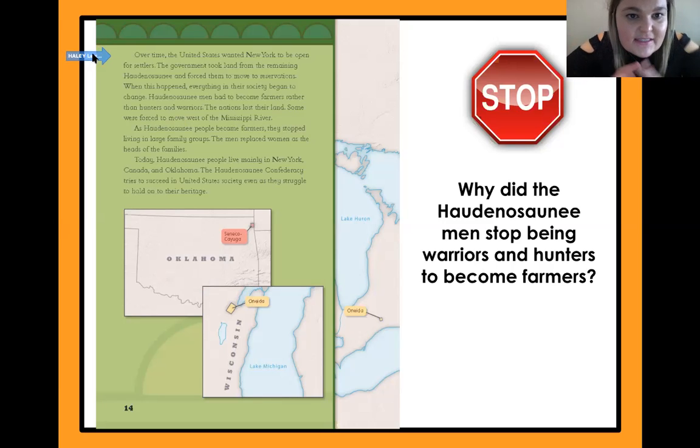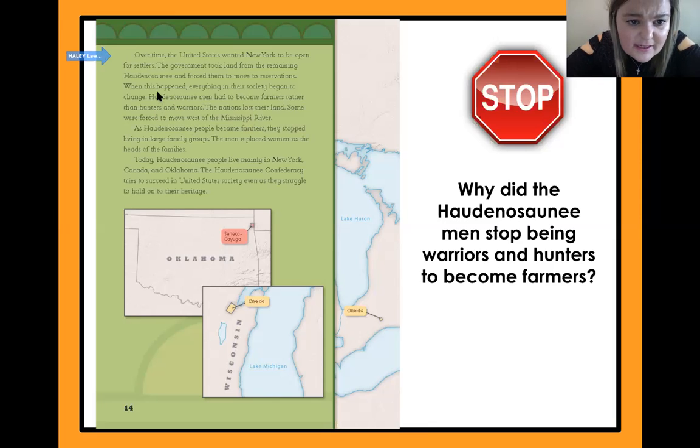Over time, the United States wanted New York to be open for settlers. The government took land from the remaining Haudenosaunee and forced them to move to reservations. When this happened, everything in their society began to change. Haudenosaunee men had to become farmers rather than hunters and warriors. The nations lost their land and some were forced to move west of the Mississippi River.